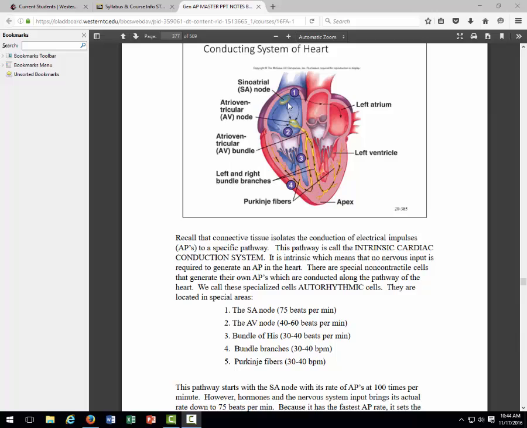If the SA node shuts down because of damage to the heart, then the AV node takes over. And what will their heart rate be? 40 to 60. Yeah, 40 to 60. And let's say that shuts down. Sometimes that happens. We have something called heart block, where the atria and the ventricles are not communicating with one another. How fast will the ventricles beat? 30 to 40. That's a pretty low heart rate, right?